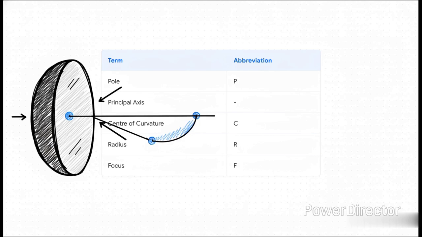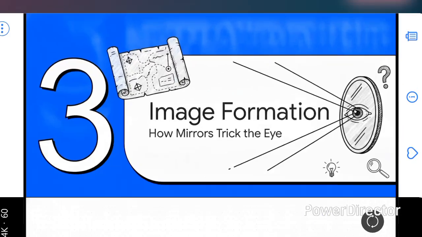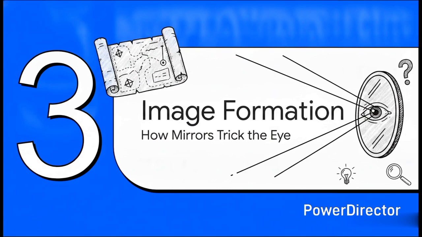And finally, F is the focus. This one is absolutely crucial. The focus is the highly specific point where all those converging rays of light beautifully meet. Moving on to Section 3, the illusions of image formation. Let's see exactly how concave mirrors trick the eye.